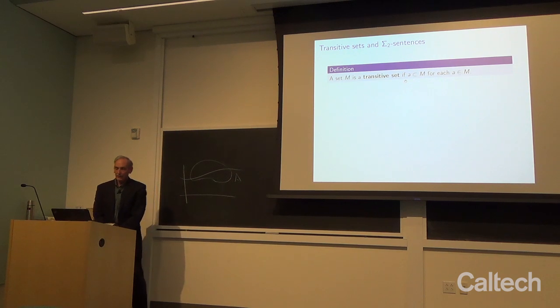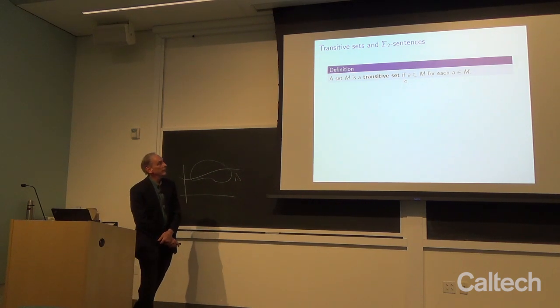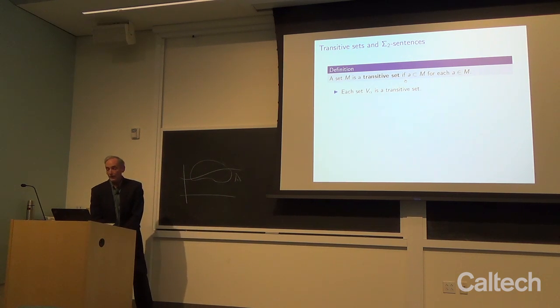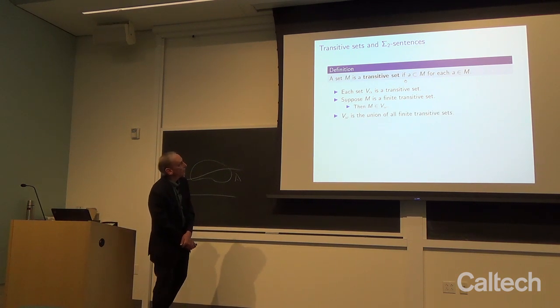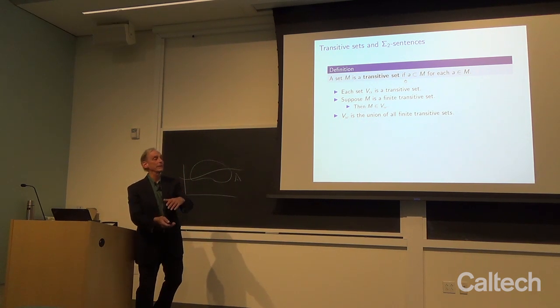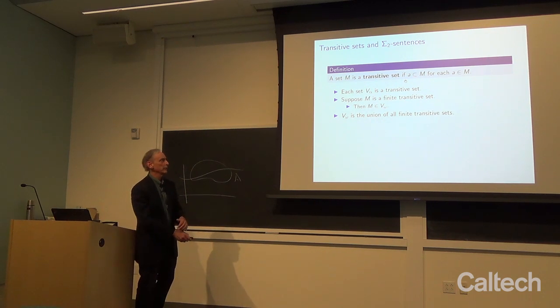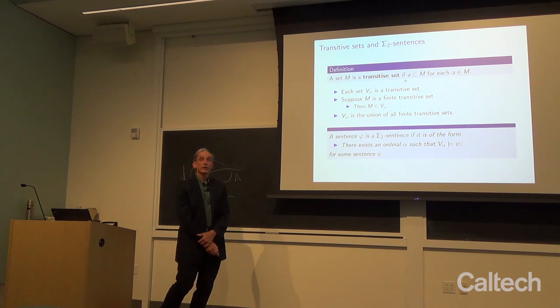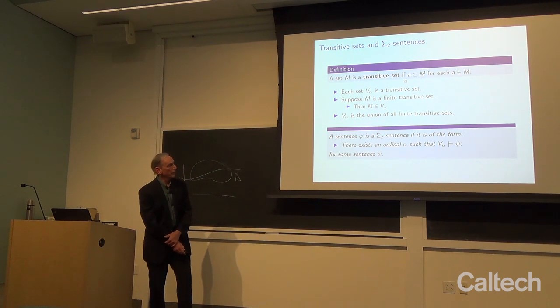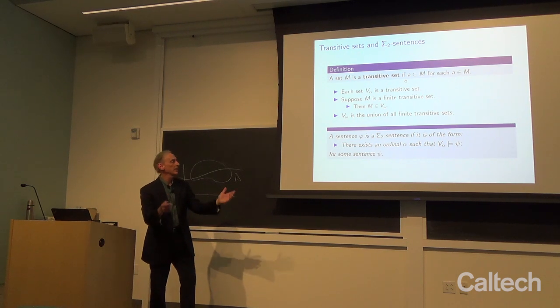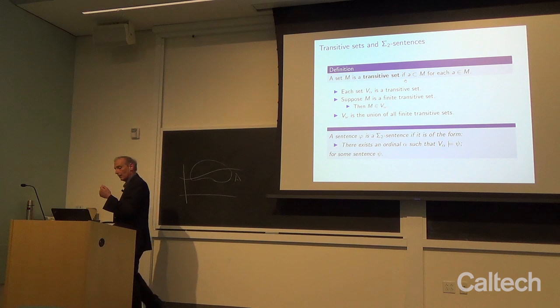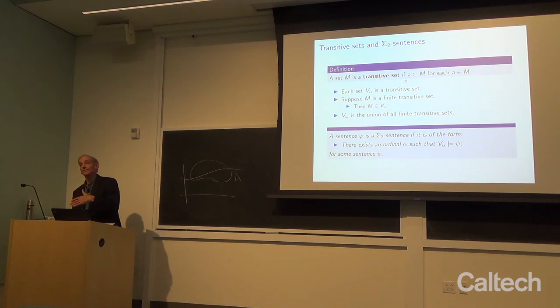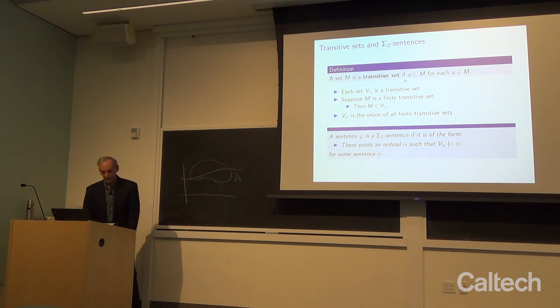Okay, I have to make some elementary definitions. A set M is a transitive set if every element of M is a subset of M. Each V alpha is a transitive set. If M is a finite transitive set, it's in V omega. And V omega is just the union of all finite transitive sets. A transitive set is like an initial segment. A member of a member is a member. That's why transitive. A sentence is a sigma 2 sentence if it can be written in the following form: there is an ordinal alpha such that V alpha satisfies psi, for some formula psi. Something happens in a V alpha. It's incredibly powerful, sigma 2 can say a lot. All questions of mathematics classically considered are, looked at as, sigma 2 sentences.